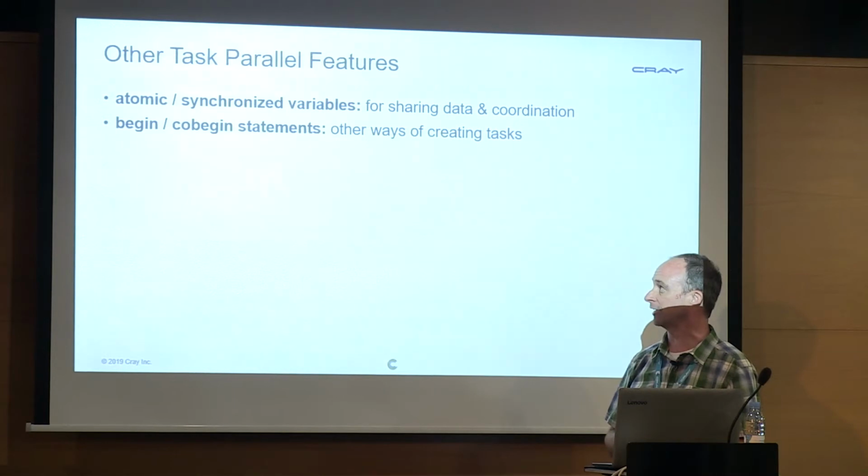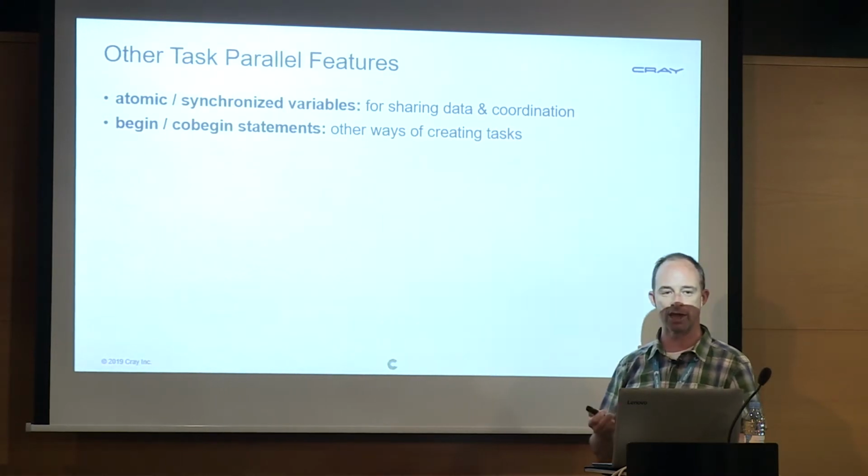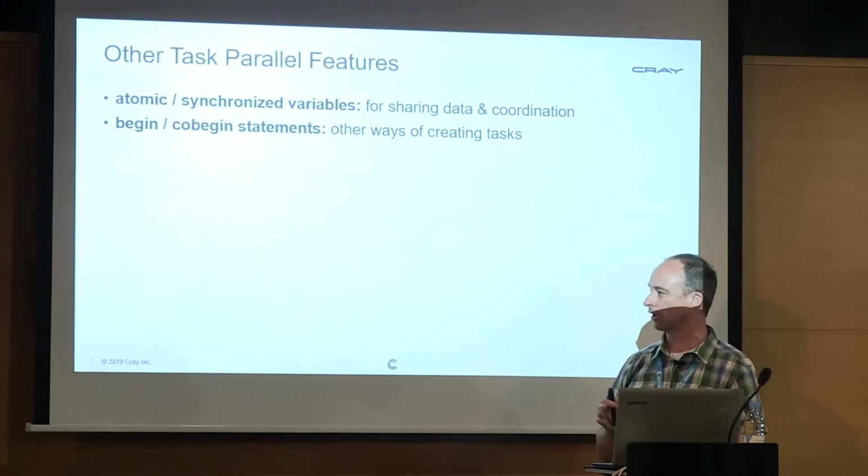There are a few other features I didn't get to here. We have atomic and synchronized variables, which are ways to have tasks coordinate and synchronize with one another. These aren't completely independent tasks, but you can have, for example, producer-consumer relationships between them.